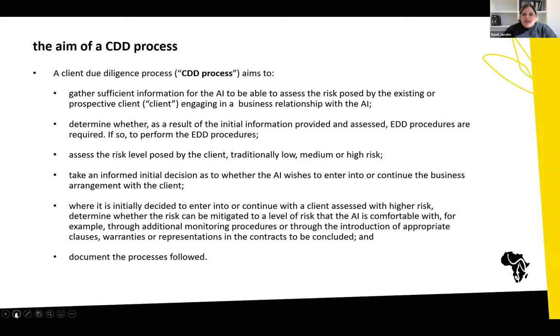So taking an informed initial decision as to whether the accountable institution wishes to enter into or continue the business arrangement with a client, whether it is initially decided to enter into or continue with a client assessed with high risk, to determine whether the risk can be mitigated to a level that is acceptable. So where you've determined that a client is a high-risk client, are you able to introduce enhanced due diligence that would allow you to reduce the risk that client exposes you to a level that is acceptable to the organization?